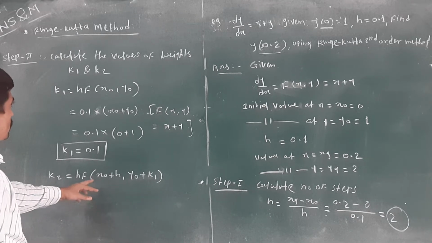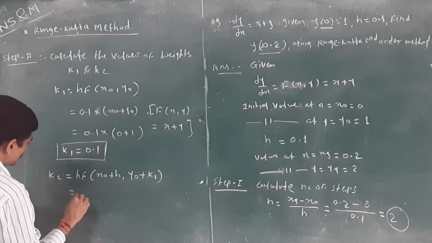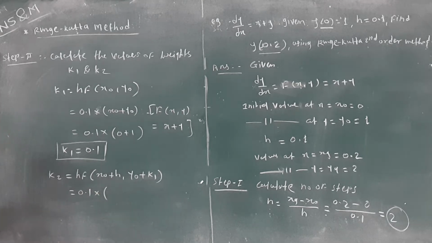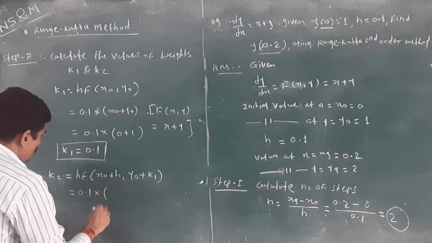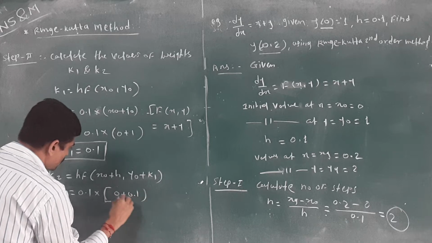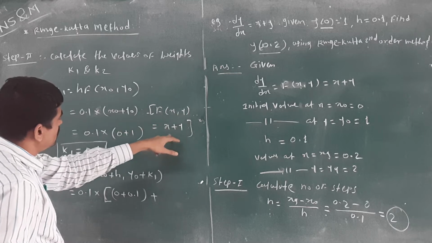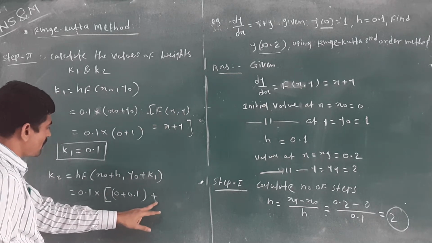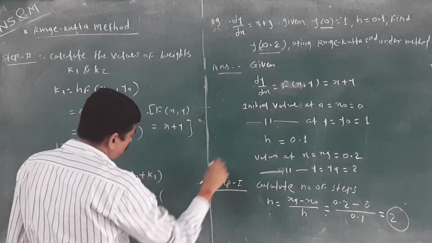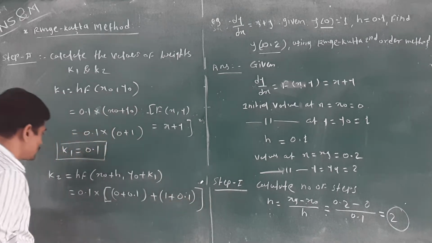K1 = h f(x0 + h, y0 + k1). Then put the value in that function. What is the value? h is 0.1, and I write directly: x0 is 0 plus 0.1 in the first bracket, because the function of x, y is x plus y. That's why I have taken plus y0. What is the y0 value? 1 is there, plus k1, 0.1 is there. Okay, this bracket is closed.